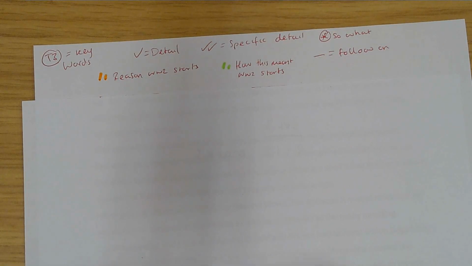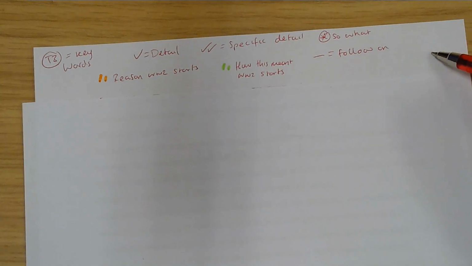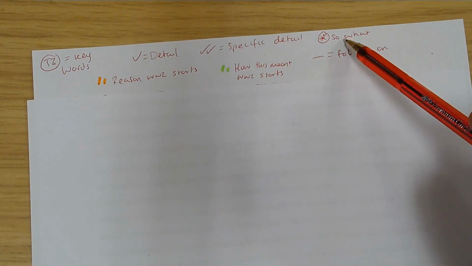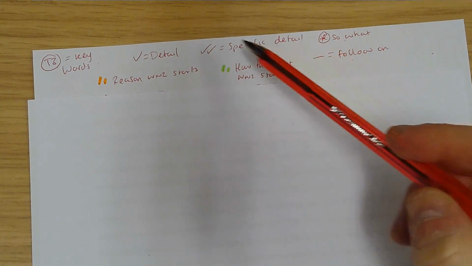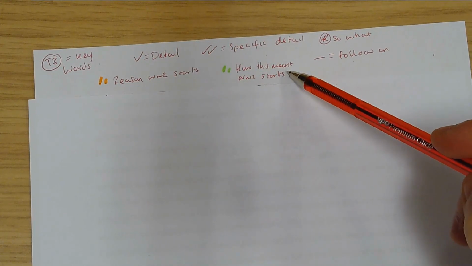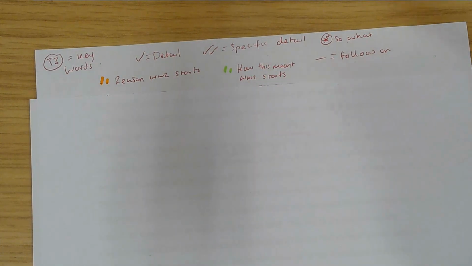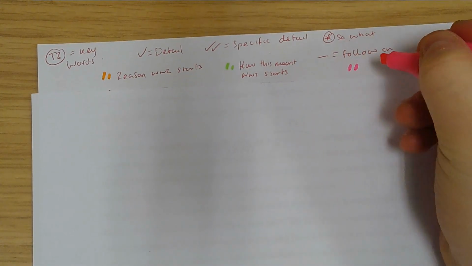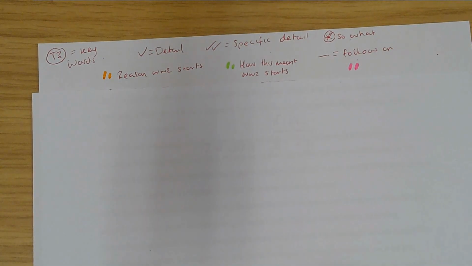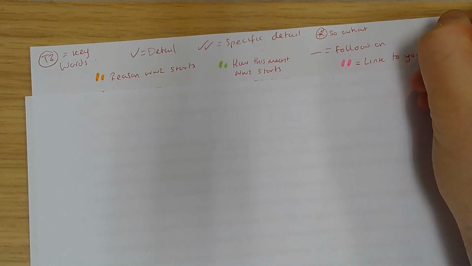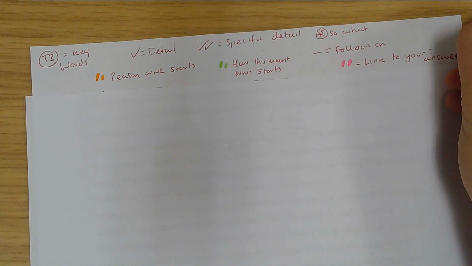So what you'll see in the writing is exactly the same as your level 3 if you watch level 3. So you need keywords, detail, so what, follow on. You need to talk about reasons why World War II started, and how this meant or how it led to World War II starting. Now the only thing that will be different here will be the pink highlighted bit, which is your level 4, which is your link to your answer.